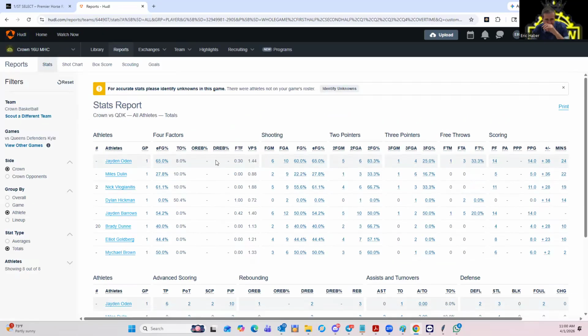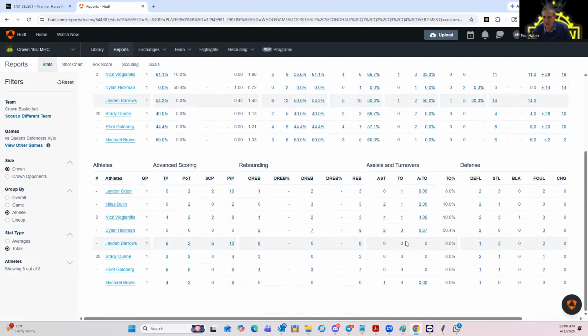So this was a game where nothing was really wrong with the shot selection. It was just the shooting was no good. And that's why your effective field goal percentage is only 48%. Take a look at some of the turnovers here.